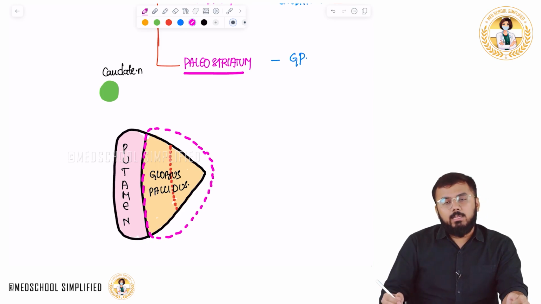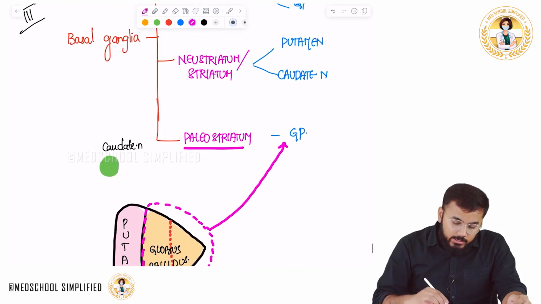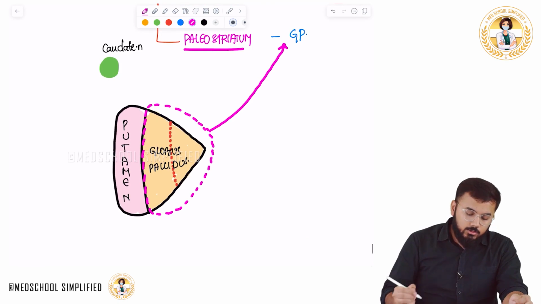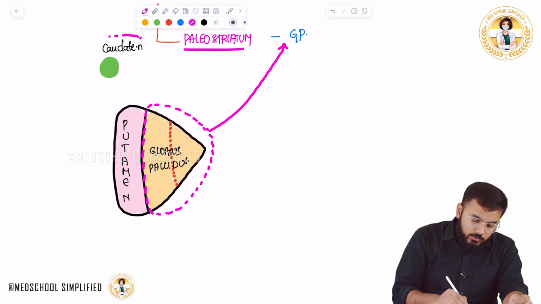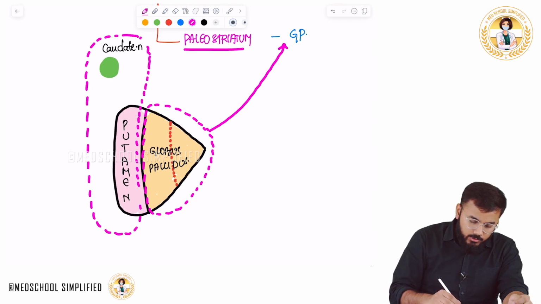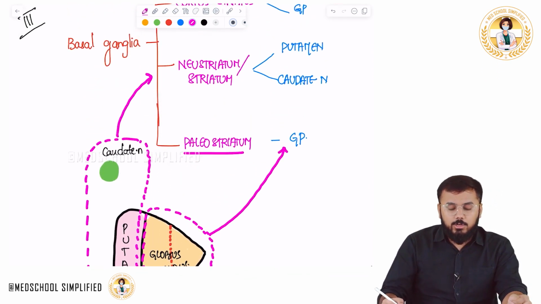Only this globus pallidus is called the paleostriatum. Now, what is the neostriatum? Putamen and caudate nucleus. You see, this is your putamen and this is your caudate nucleus, which means this particular structure over here is what is called your neostriatum.